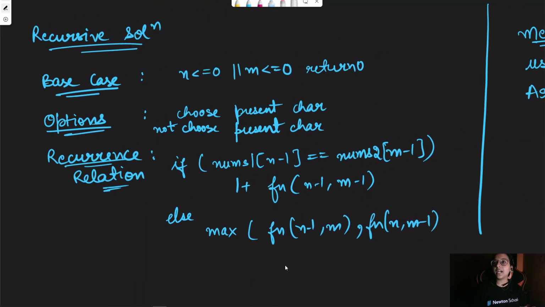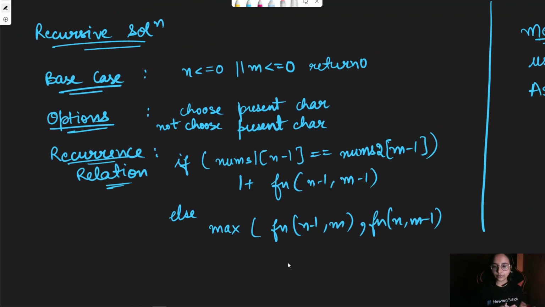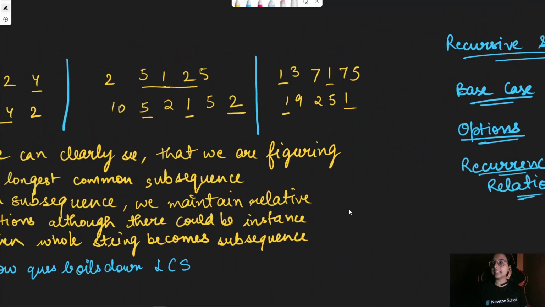So first comes the part about the recursive solution. For the recursive solution, there are three things we need to consider: one is the base case, another is the options, and the third is the recurrence relation. But among these three, first we are required to figure out the options which are given to us. So what options do we have? Either we can choose this particular one or we can't.